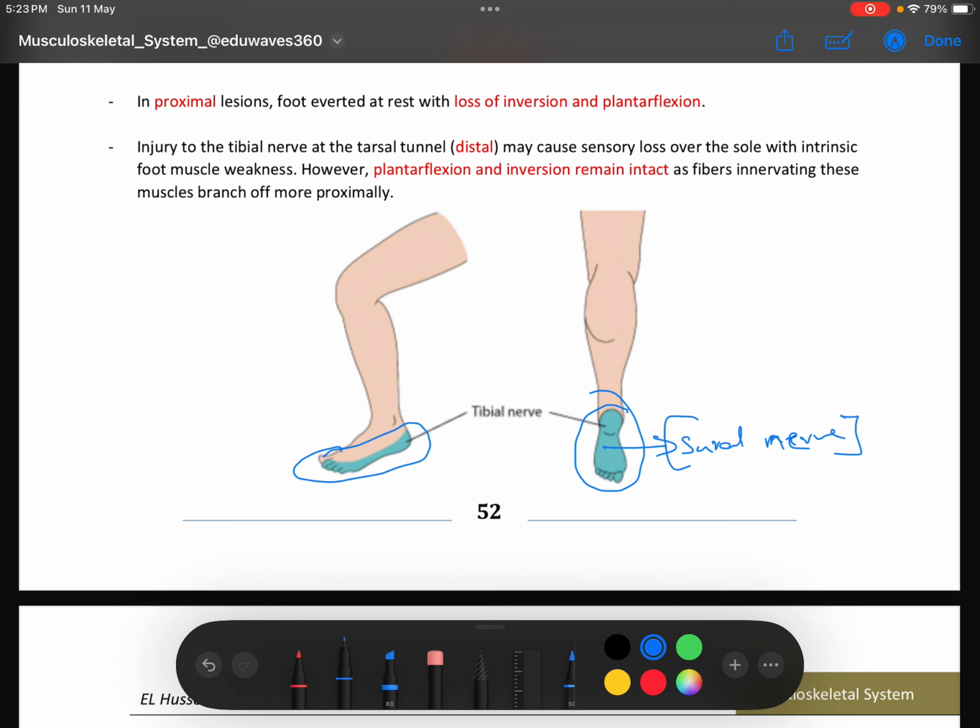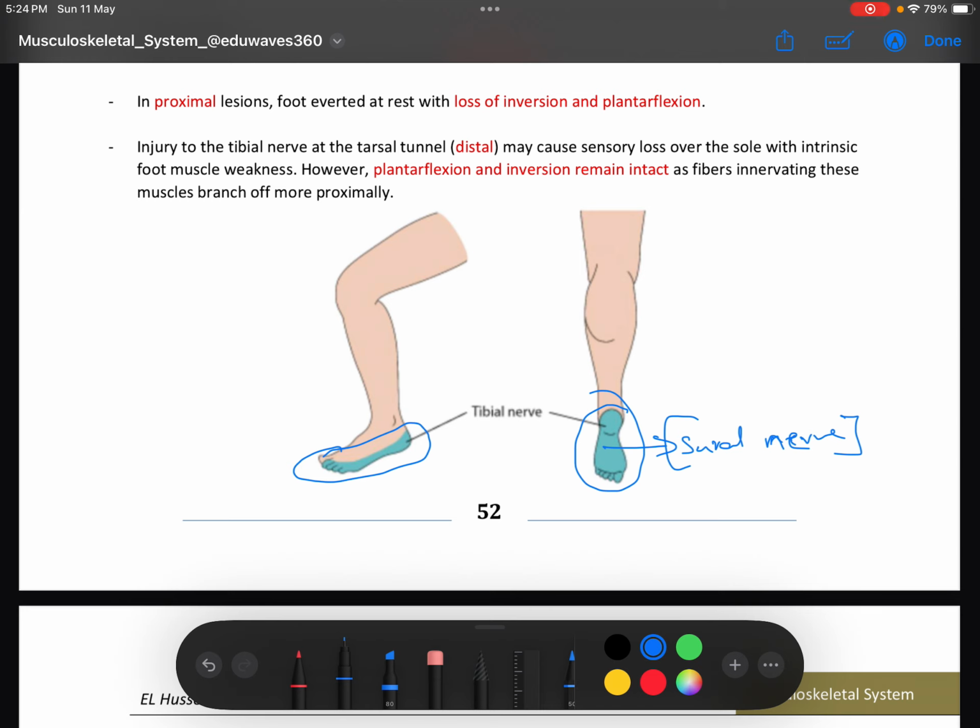Okay, don't confuse the common peroneal nerve and the tibial nerve, because we can see here that the common peroneal nerve is a branch of the sciatic nerve, and the tibial nerve is also a branch of the sciatic nerve. Same to same. The division location of the common peroneal nerve we can see in the popliteal fossa, and the tibial nerve division location is also the popliteal fossa. The common peroneal nerve motor function will be dorsiflexion and eversion. The tibial nerve motor function will be plantar flexion and toe flexion.